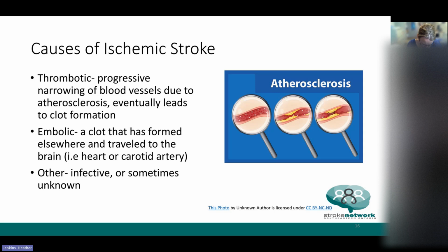Ischemic stroke can have other causes, though it is less common. Only about 10% of ischemic strokes come from other things. There can be an infectious source. We sometimes do see individuals who have cardiac valve infections, and that can leak some vegetation that then travels to the brain. And sometimes we don't know why somebody has had an ischemic stroke, and these are often called ESUS strokes, or embolic stroke of unknown source.